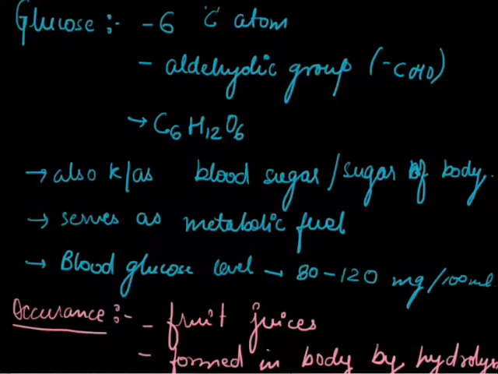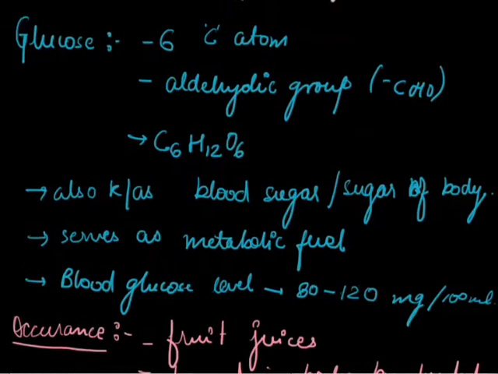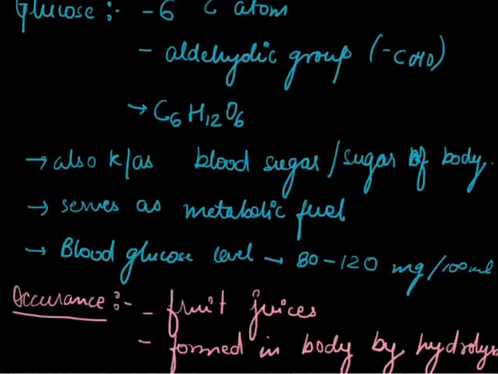So these were some of the important points covered under glucose. Let us revise once again. It is a hexose sugar, that means it consists of 6 carbon atoms. Chemically it has an aldehydic group. Its general formula is C6H12O6. It is also known as blood sugar, the sugar of the body. It serves as metabolic fuel. What is metabolic fuel? If a substrate gets oxidized in the presence of oxygen and releases energy, that is known as metabolic fuel.